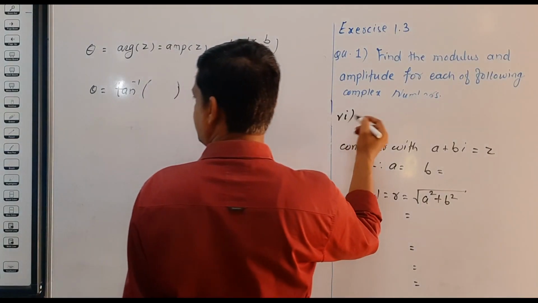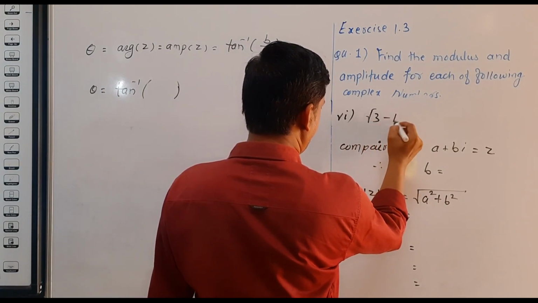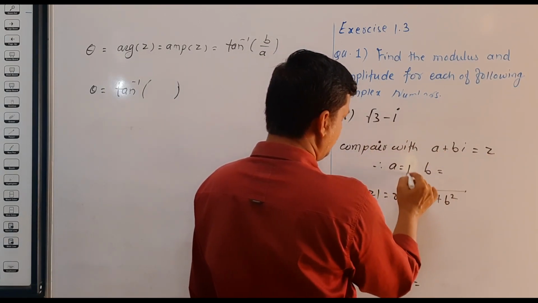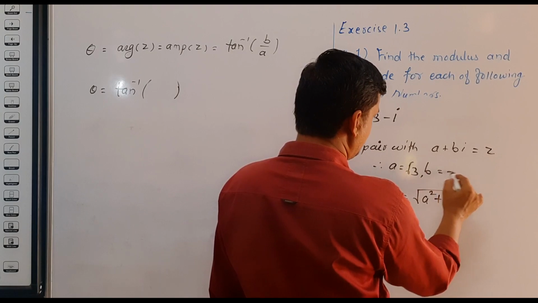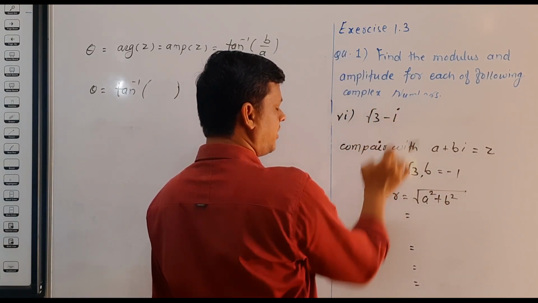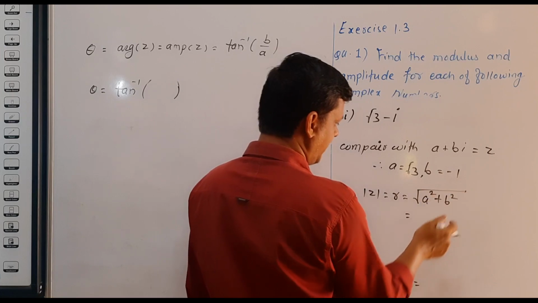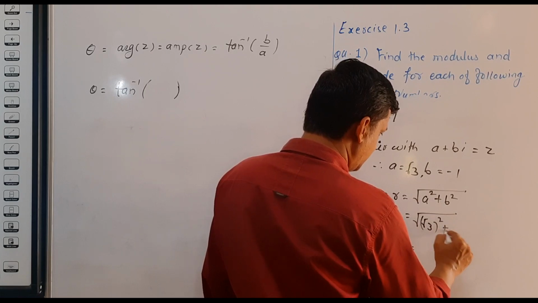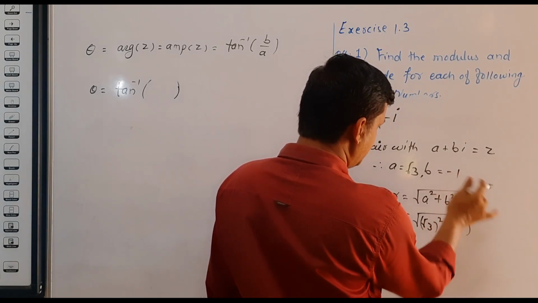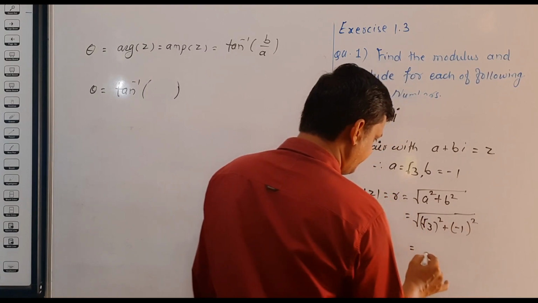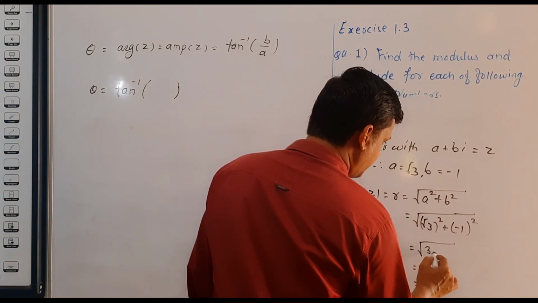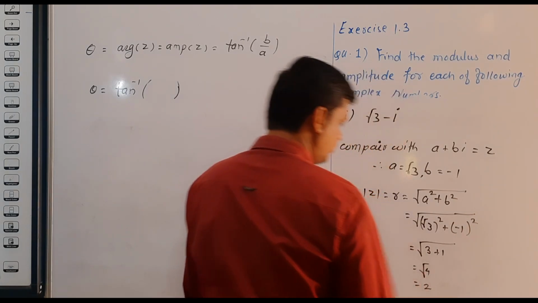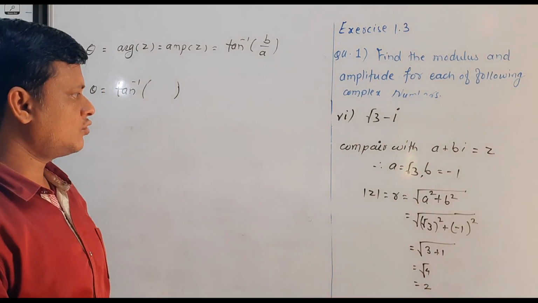See question number 6, root 3 minus i. So we compare with a plus ib. So a equals root 3, b is equal to minus 1, because the coefficient of i is minus here, so we write b equals minus 1. Now substitute the value of a as root 3, so we write root 3 square, the value of b is minus 1, so write minus 1 square. Root 3 square is 3, minus 1 square is plus 1, so we get 4. So the square root of 4 is 2, so we get r is equal to 2.